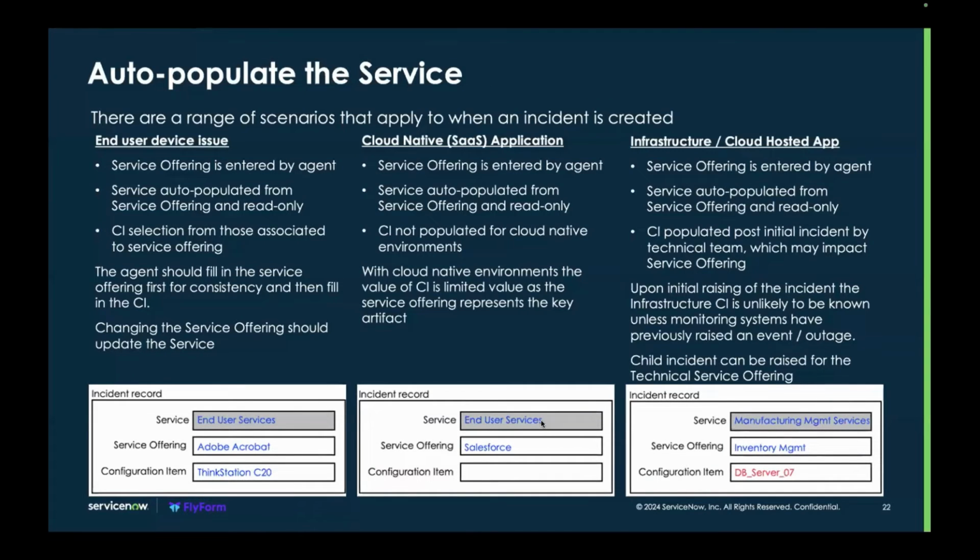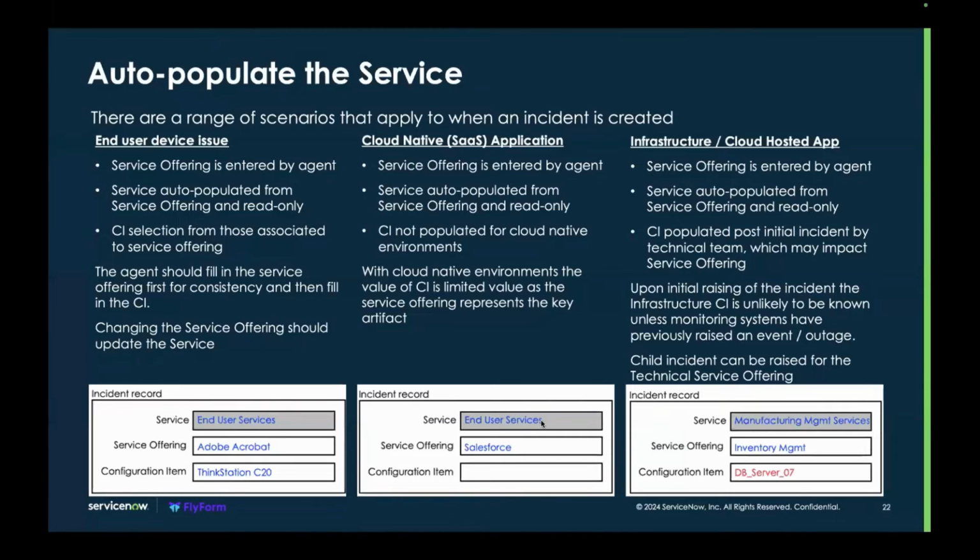But at the starting point you don't know what CI is at fault, and it's potentially a long list of candidates at that point in time, unless perhaps you've got an event management system that has flagged it up and said maybe the server's overheating, running out of space or something like that. So often you'll start out with the CI unpopulated, and later on you will populate the CI once you've done some triage and diagnosis around that incident.